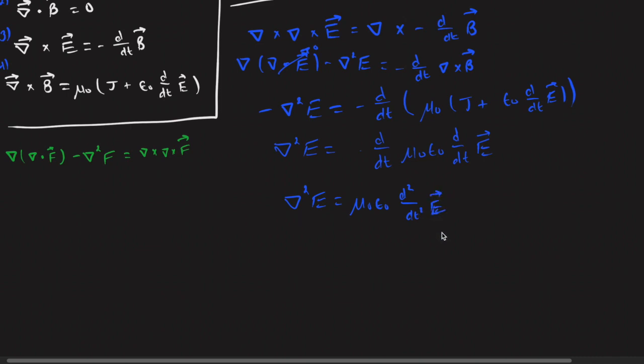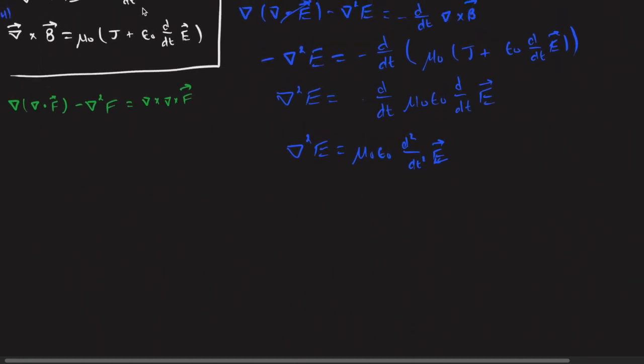Now we're going to do the same thing for this one, and we're going to do this in red. So we're going to take the curl of the B field is equal to the curl of mu naught j plus epsilon naught d over dt of E. And we're going to see again that this term is 0, and this term is going to become this term.